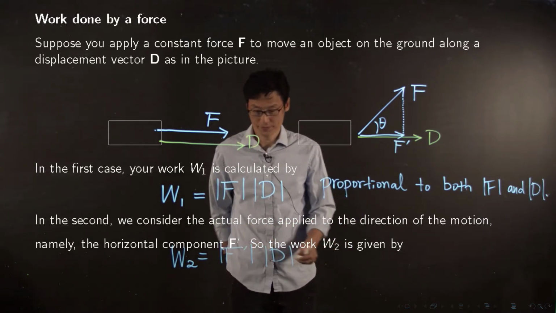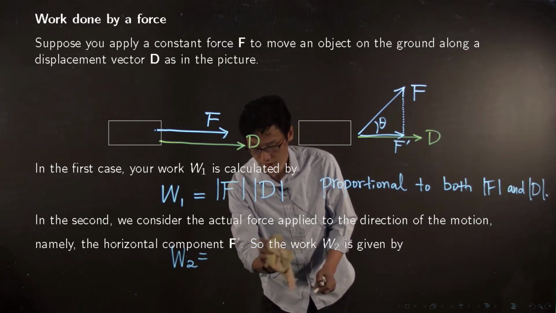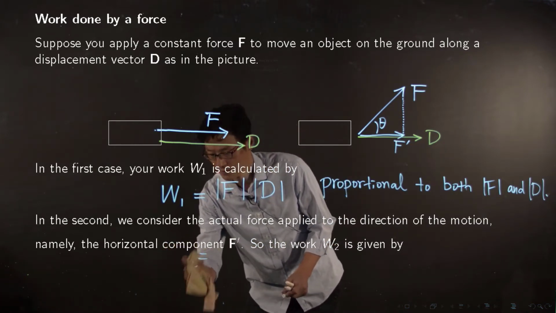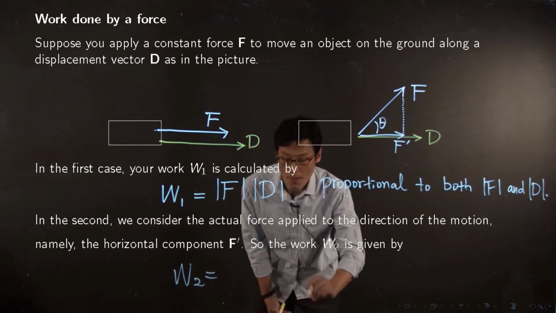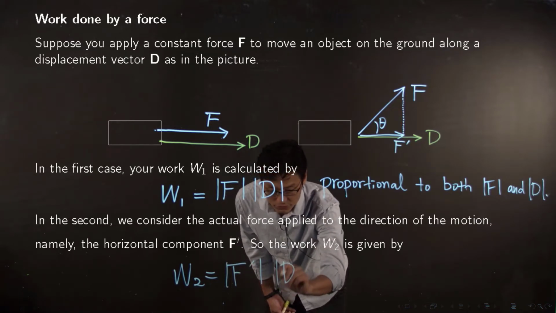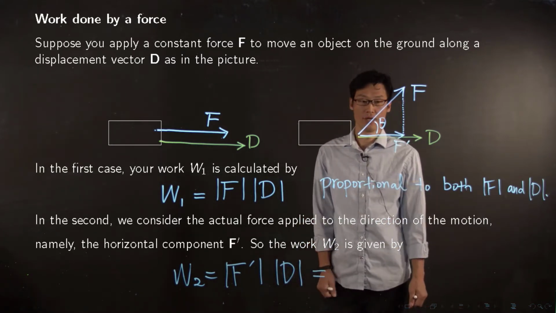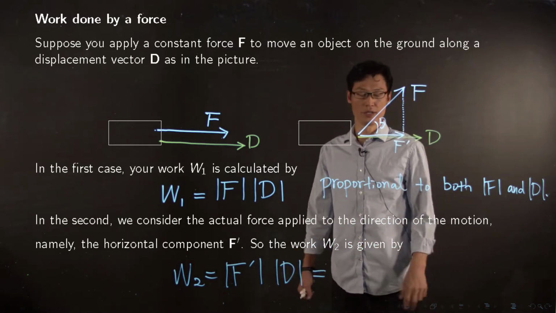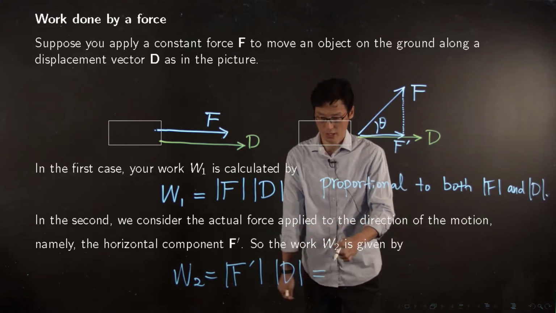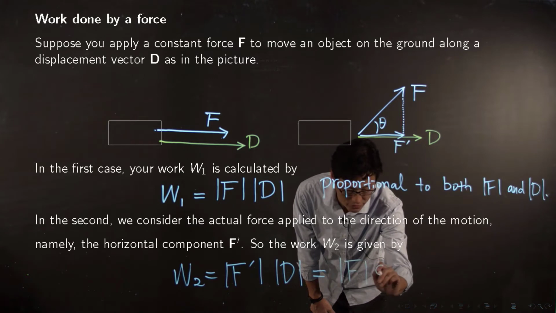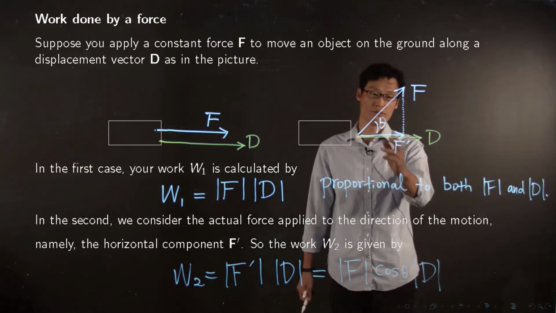So W2 is going to be magnitude of F prime and magnitude of D. Well, do you want to express this magnitude of F prime in terms of magnitude of F? Well, you can apply the trig function, especially the cosine theta. So cosine theta is the ratio between magnitude of F prime and magnitude of F. So F prime is magnitude of F times cosine theta, and then magnitude of D. So this is work, W2, done for this second case.